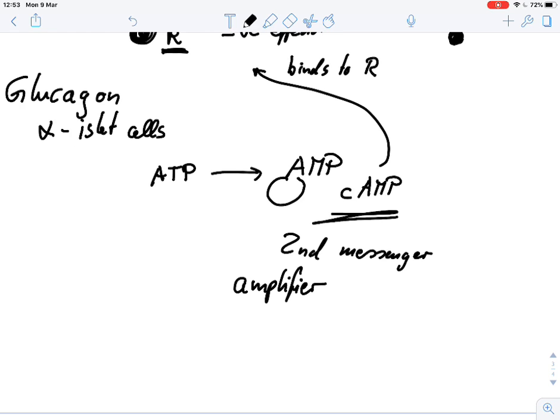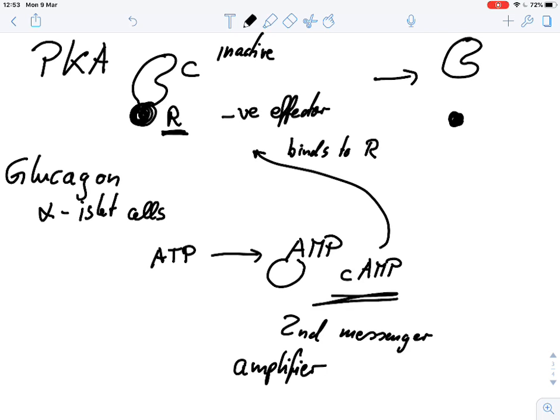So second messengers act as amplifiers. You could probably compare them to influencers on Instagram. If I post anything on Instagram, nobody takes any notice. But if I manage to get 5, 6 of the influencers to repost it, then the world will know. That has this amplification effect.